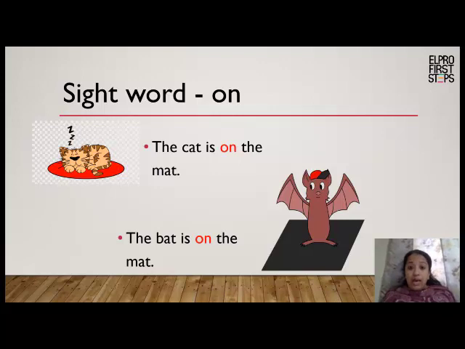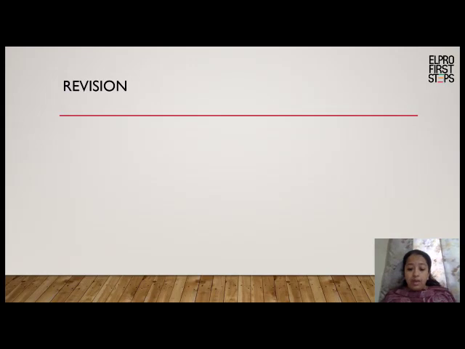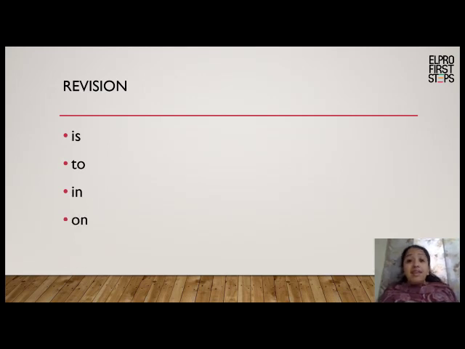Now, let's do a quick recap or a revision. The words that we did today were is, I-S, is. This is my cat. To, I go to school. In, the cat is in the hat. On, the cat is on the mat.